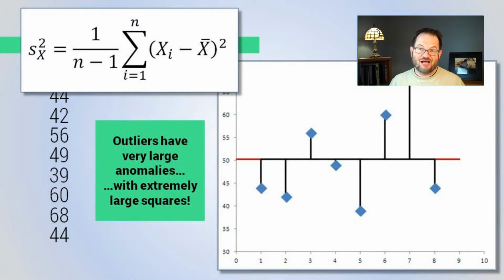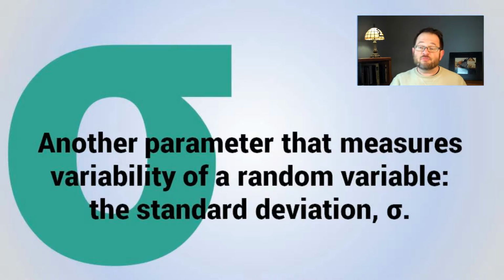Outliers have very large anomalies, which means they have extremely large squares, and they just totally make this equation for sample variance blow up. You end up with a huge value for the sample variance if you happen to have an outlier. So sample variance is a very robust calculation. It's a robust way to estimate the variance of a data set, of a random variable, but it isn't a very resistant one.